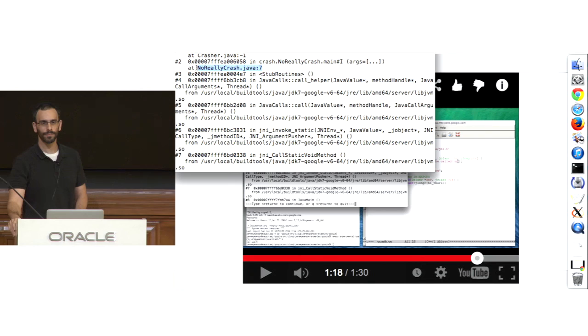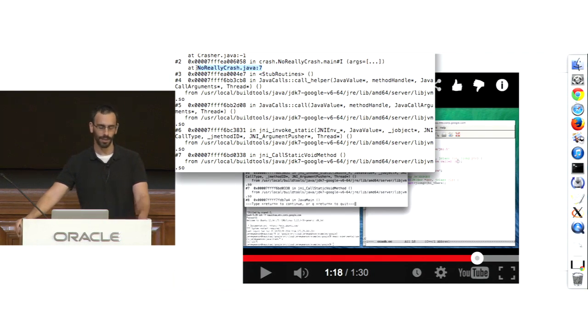Are those patches out anywhere? Yeah, we have been, so there is a little patch for GDB, and there is a little patch for the serviceability agent, and we have sent this patch to the GDB list multiple times. We sent it at the beginning of the year.